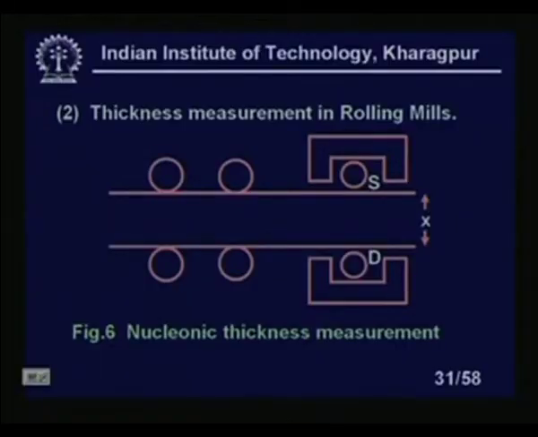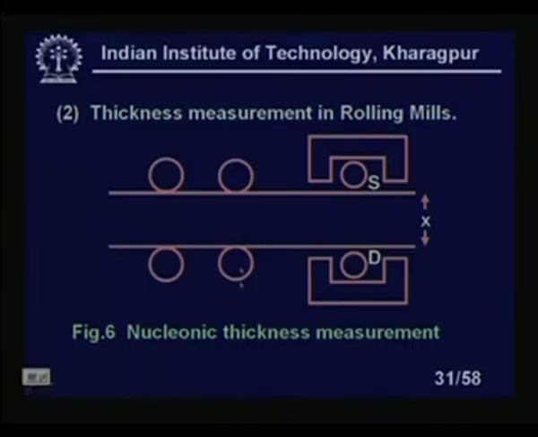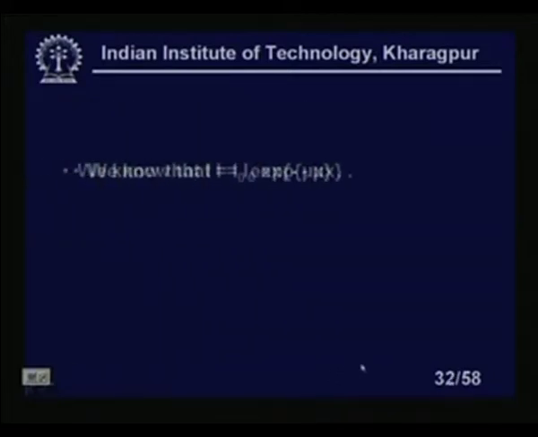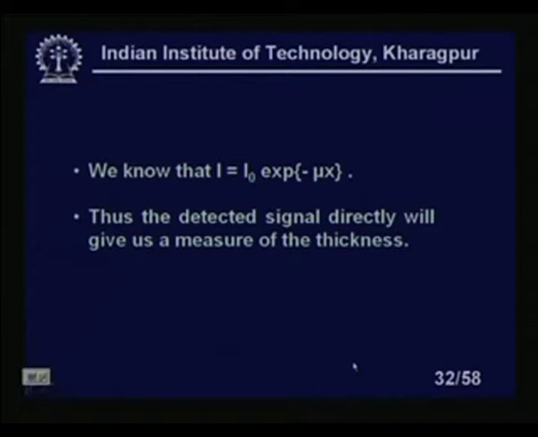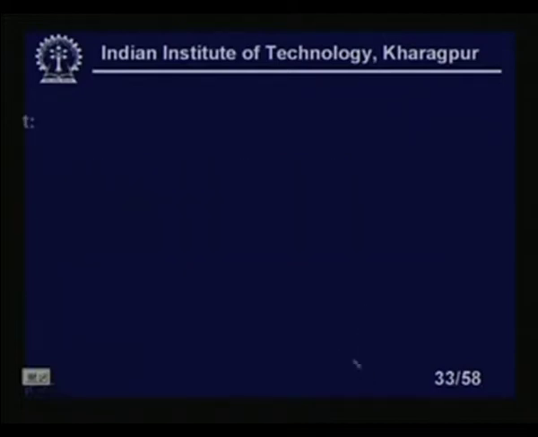So, obviously, I will continuously detect I at the detector on the other side, and there is a pre-assigned value of I for this 5 centimeter thickness. If I do not get it, suppose if it is less, that means thickness is more. So, I should press this roller so that the thickness will be of proper size, clear. Thus, the detected signal directly gives us a measure of the thickness, which can be utilized to control the thickness of the rolling sheet coming out of the hot rolling mill.